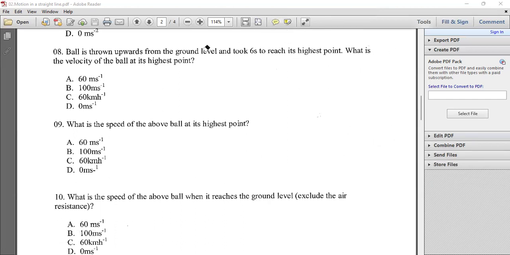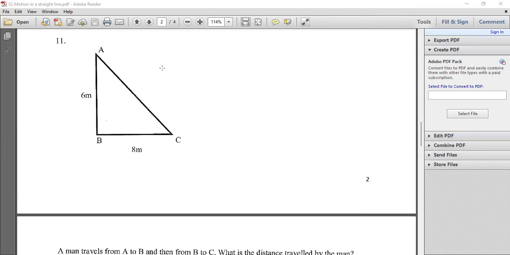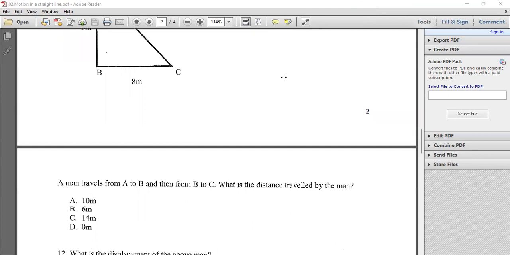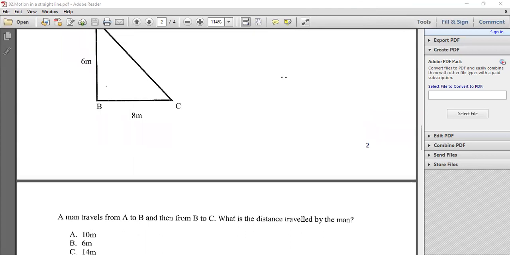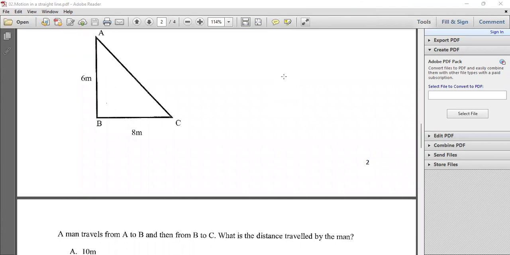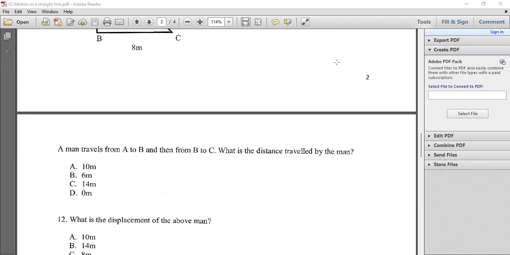Okay, so we are moving to the 11th question. You have a triangle. The object starts its journey from point A and ends its journey at point C. It has traveled from point A to point B 6 meters, and from point B to point C 8 meters. They ask us to find the distance traveled by the man. From point A to point B, that is 6 meters, sorry, 6 meters. And from point B to C, 8 meters. So the total journey has to be 14 meters.